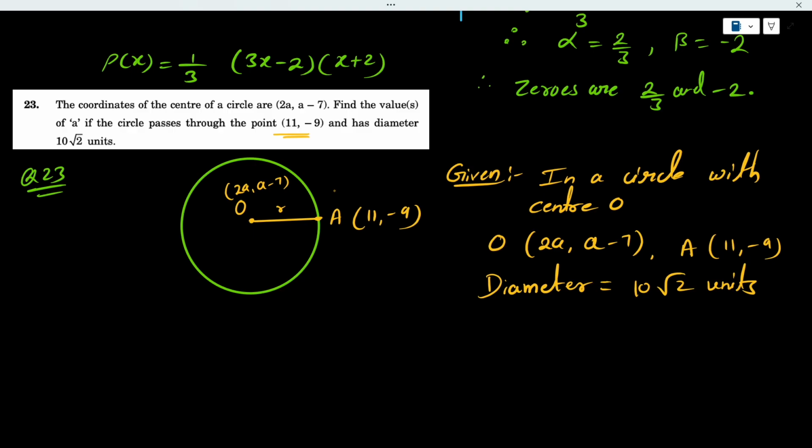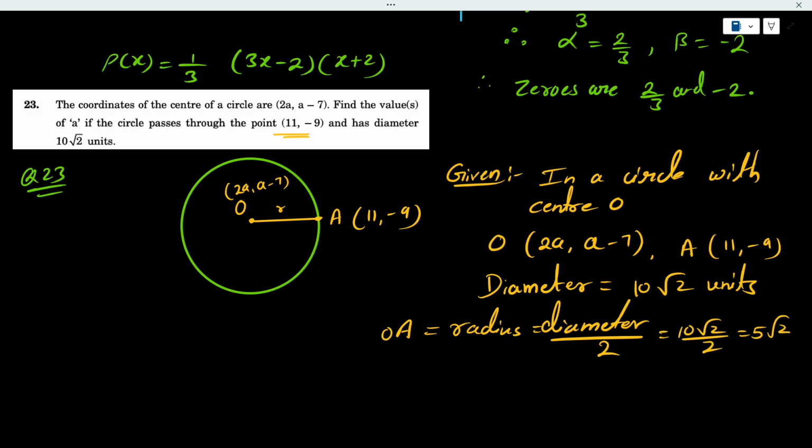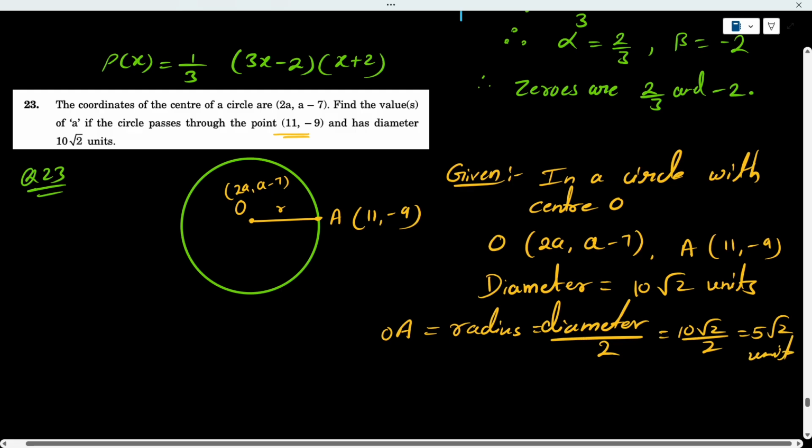So what is going to be the radius? Because if you see here, OA is the radius. Radius is nothing but diameter by 2. So diameter by 2, this radius is OA, right? Which is 10 root 2 by 2, which is going to be 5 root 2 units. Don't write centimeter or meter, we will just write units.